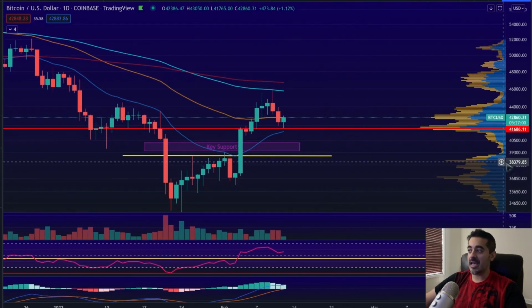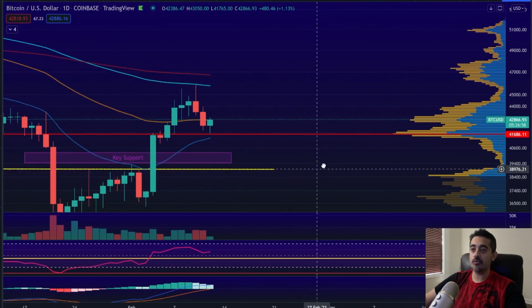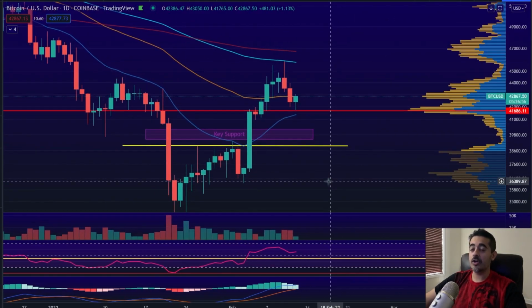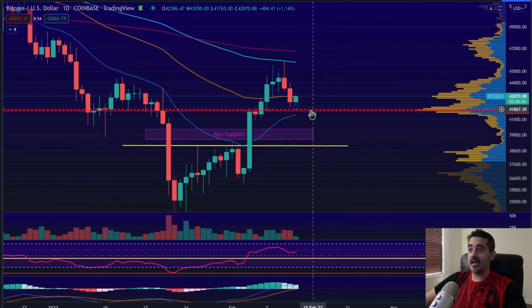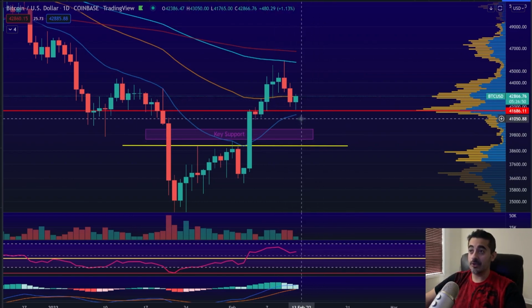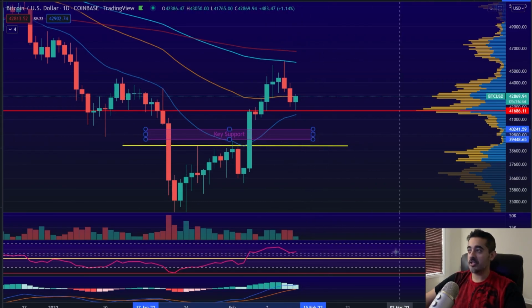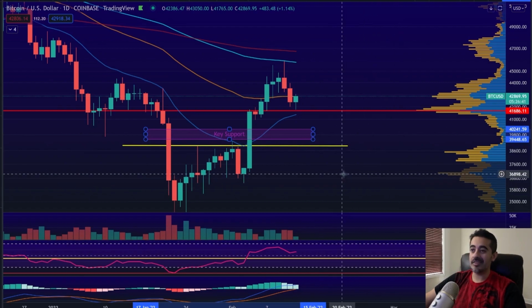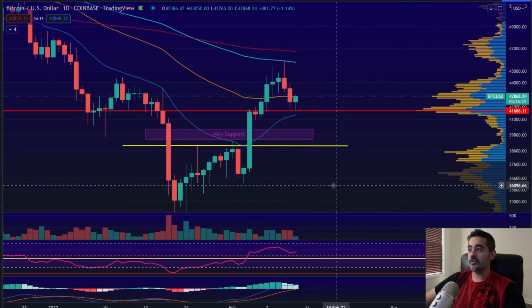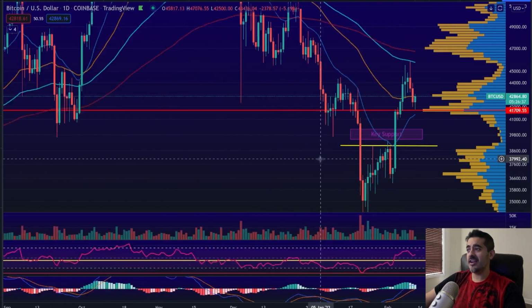So what I could see happening here is if tensions rise with Russia and the Ukraine, I could see a possibility of us coming down and bouncing off of this at around 41,000. If we lose this, then I'm looking at around 39K as our bottom, and this range here between 39.5 and 40,200 as our key support. So basically, these are the areas I'm looking at.